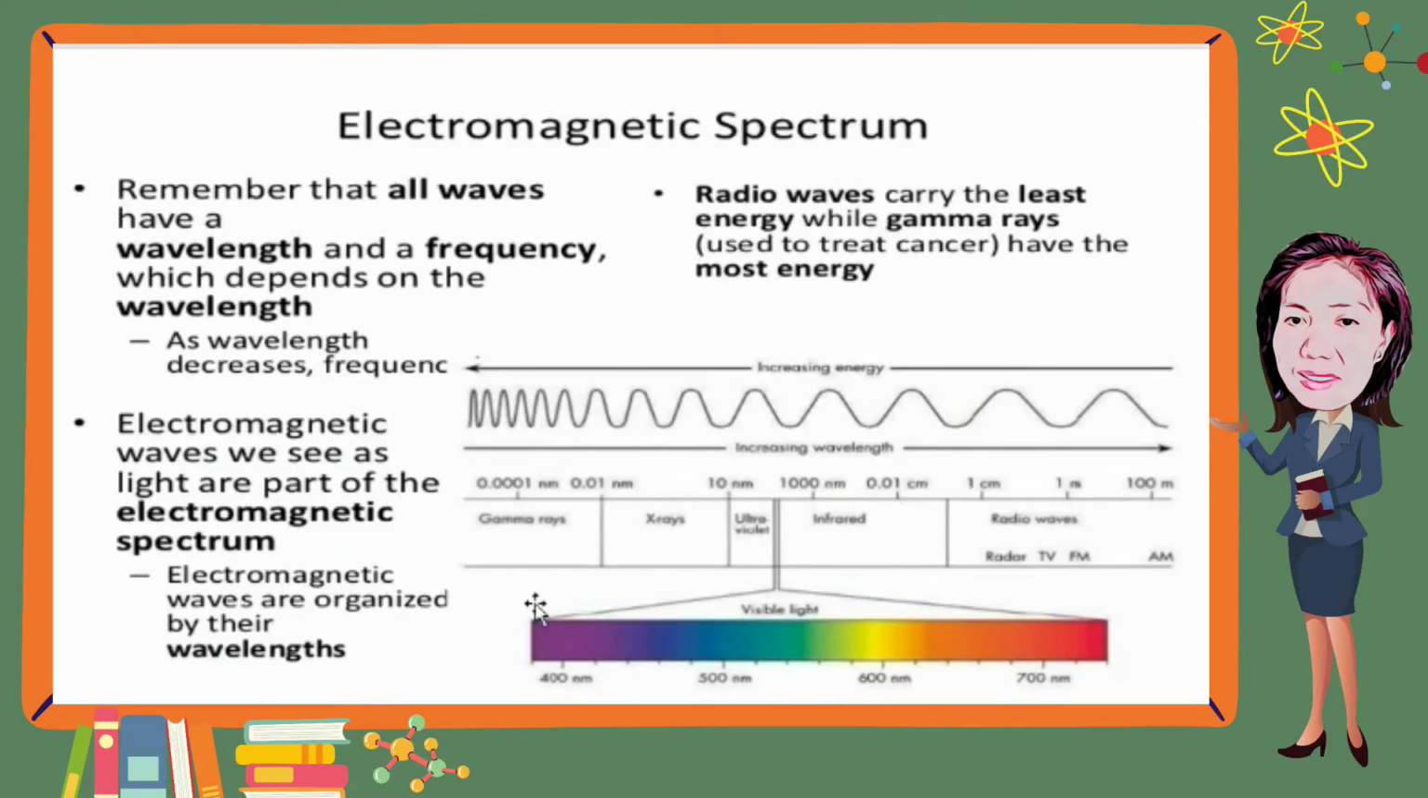Okay. So try to look at this spectrum. So let us see, this is the red. This side is red and the other side is purple or violet. So as you can see in the red side, the wavelength is longer compared to the purple side. So meaning the red color has a longer wavelength and the purple or violet has the shortest wavelength.